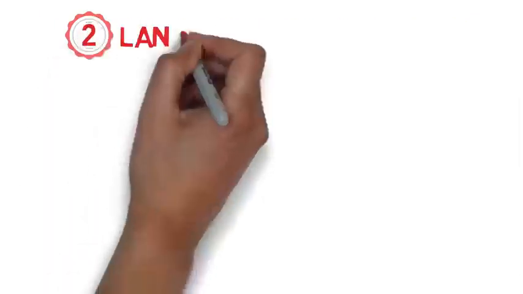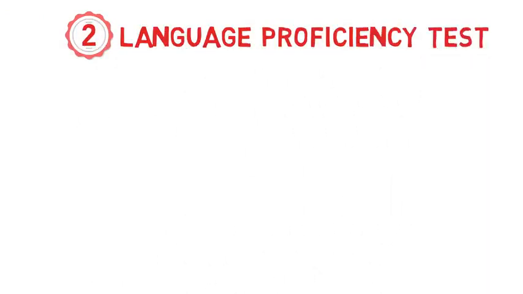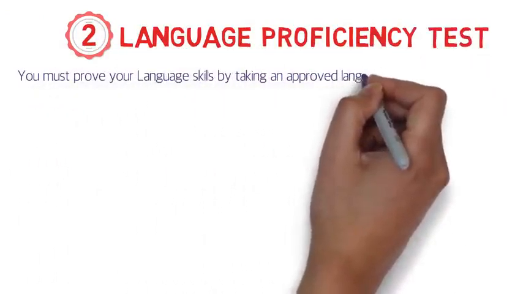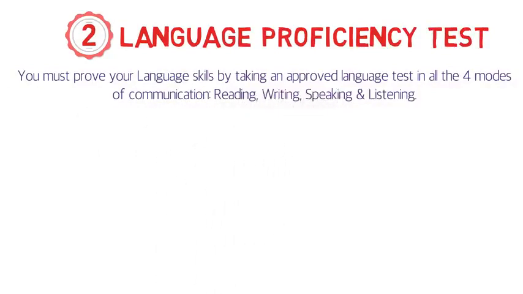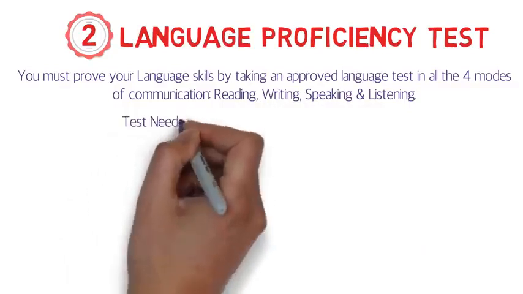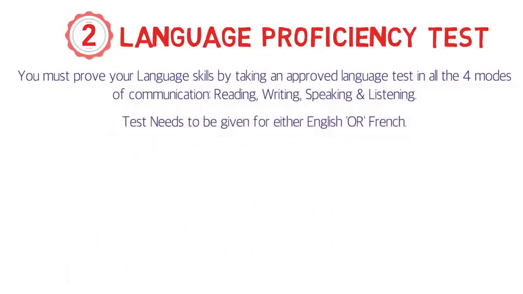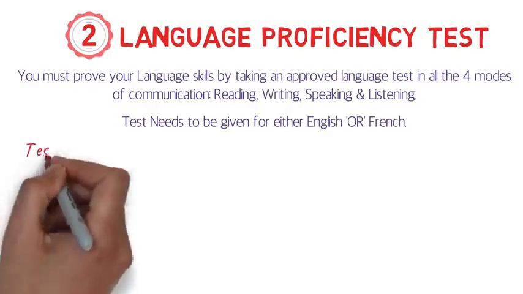Now, the second one, language proficiency test. You must prove your language skills by taking an approved language test in all the 4 modes of communication: reading, writing, speaking, and listening. The test needs to be taken in either English or French. You can appear for both English and French and you would get additional points for it. So if you know both English and French, it would be an added advantage for you.